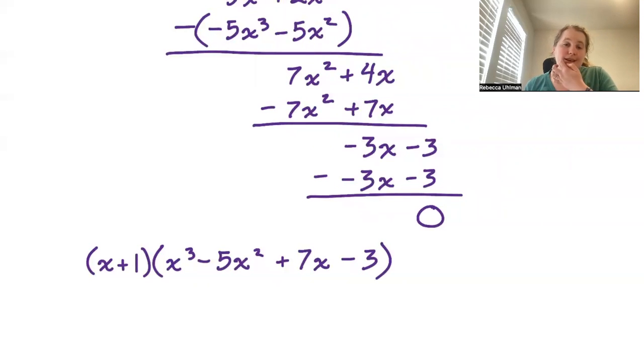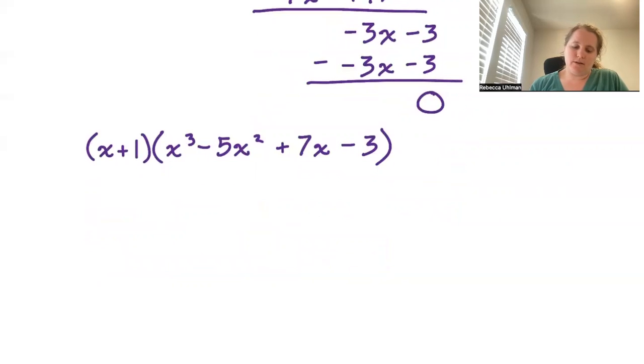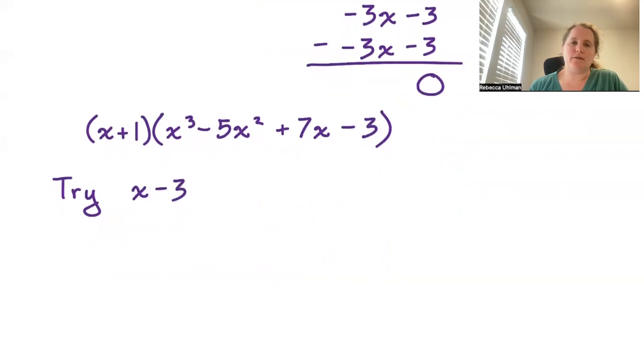From here, we can run the same thing again. So we can try, say, I don't know, x minus 3. We can try x minus 1. Up to you what you want to try. So let's try now x minus 3, and it's in x cubed minus 5x squared plus 7x minus 3.